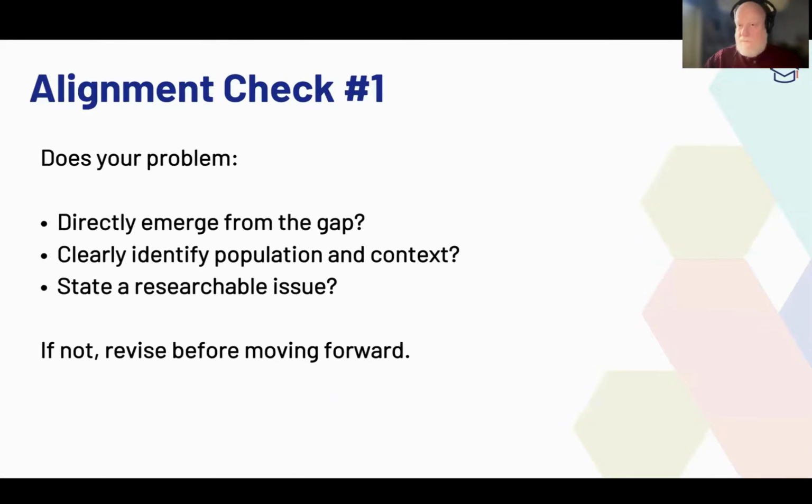So here's the way to check for alignment. Does your problem directly emerge from the gap? Does it clearly identify a population or context? Does it state an actual researchable issue? If not, you need to revise before moving forward, because you don't want to jump to the purpose or the questions or the methodology until this problem statement is absolutely narrowed and you can write it in one sentence. Sometimes certain committees require maybe a page or two of writing in the problem statement section, but eventually you have to arrive at just one sentence.